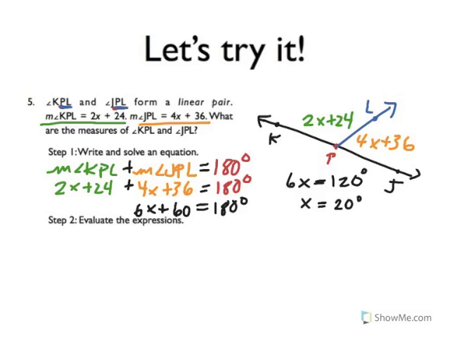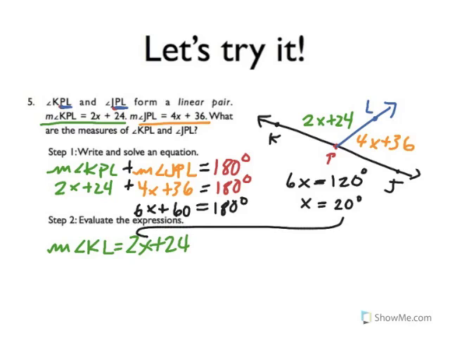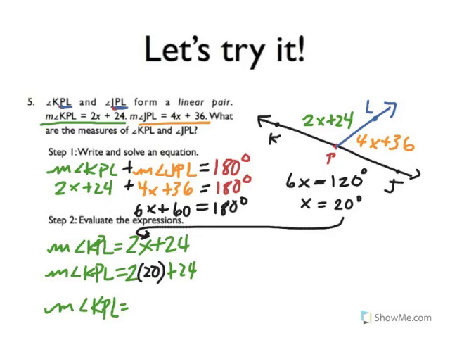Now we need to evaluate expressions. The measure of angle KPL is equal to 2x plus 24. That's what was given to us in the original problem. So what we're going to do is take this 20 degrees, substitute it in for x here, and find out what the measure of angle KPL is. And I forgot my P up here, so I'll add it in now. So KPL is going to equal 2 times 20 plus 24. So the measure of angle KPL is going to be 64 degrees.